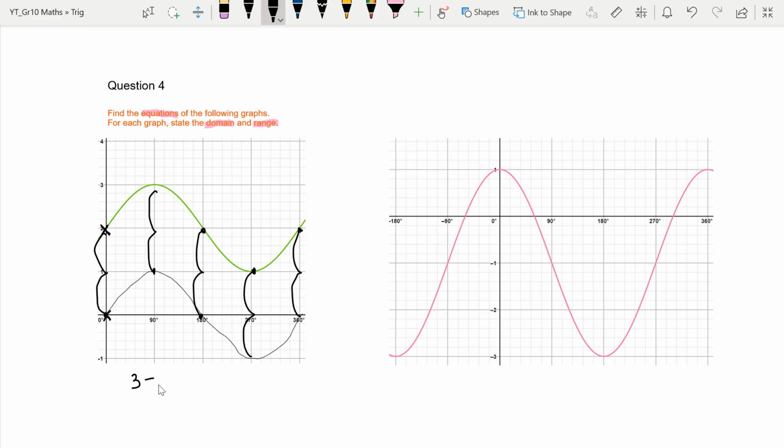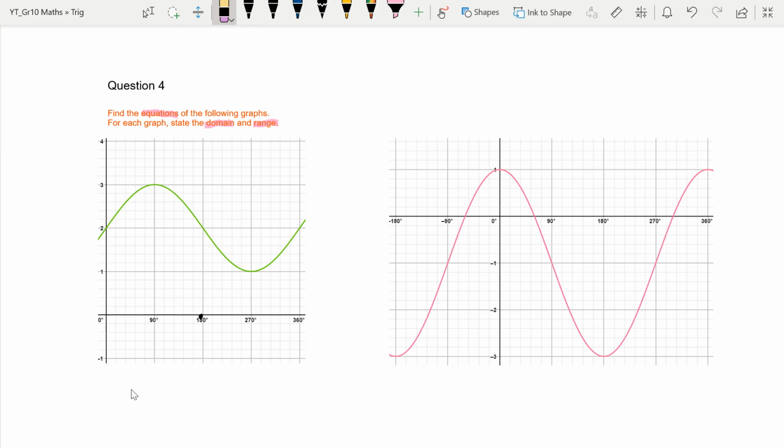We subtract the minimum, which is 1, right? And then we divide that by 2. So it gives us 1. So the A value did not change. All right, so we got the equation for this one.